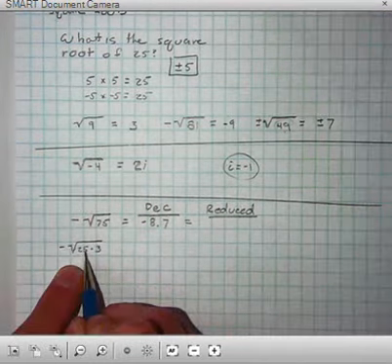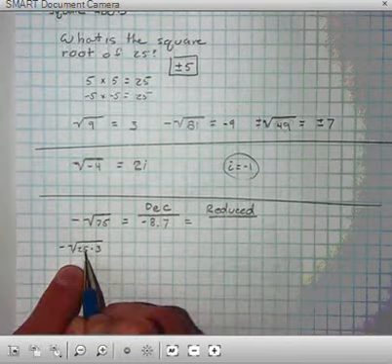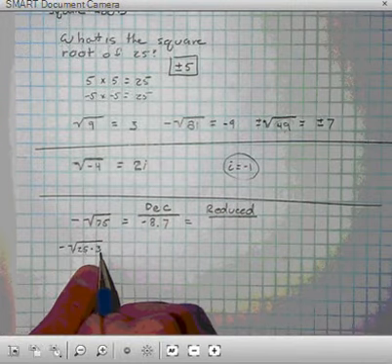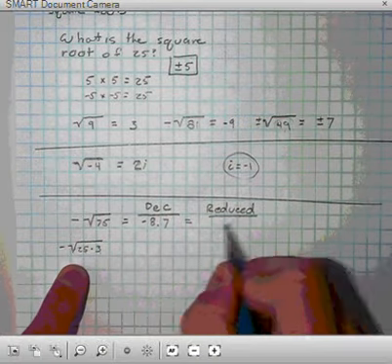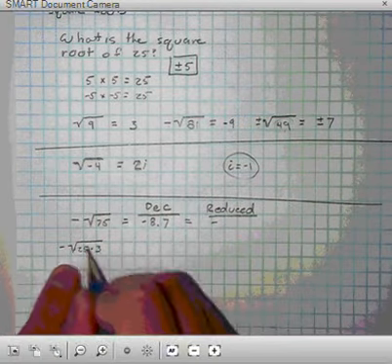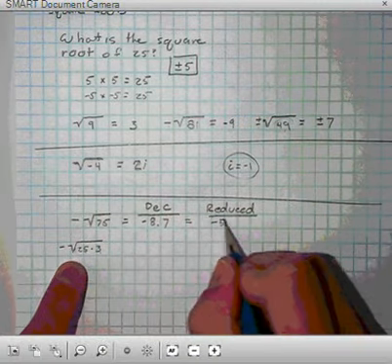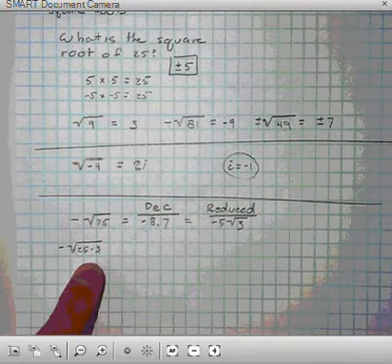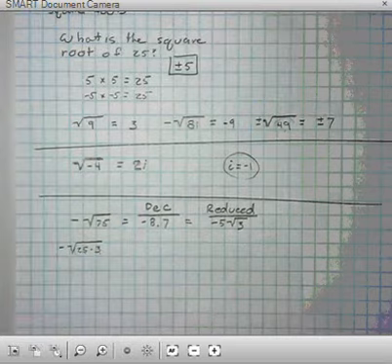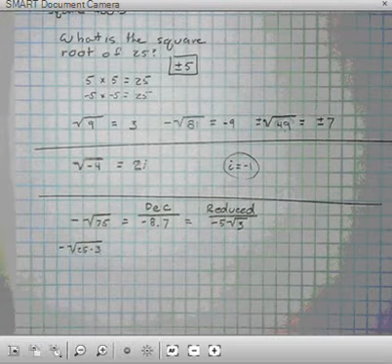Do I know the square root of 25? I do know the square root of 25. Do I know the square root of 3? No. So what I'm going to do is put the negative and then the square root of 25, which is 5, out front. And since I don't know what the square root of 3 is, I'm going to leave that as a radical.